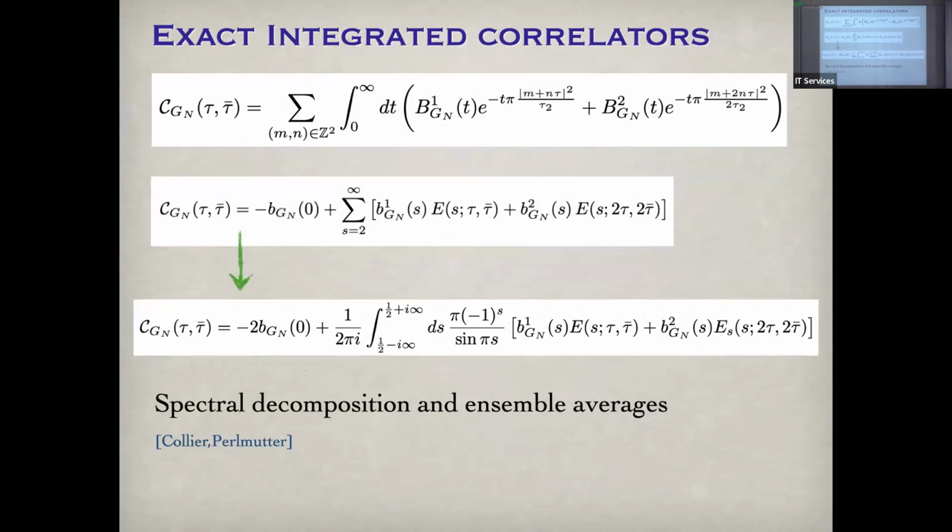If you wish, you can actually write this expression as a spectral decomposition. So it was a nice paper by Collier and Perlmutter. They were caring about some ensemble averages. I don't understand why, but I'm not going to enter into that. But basically, you don't have to do this expansion. This is a modular invariant function that you can rewrite in this way.